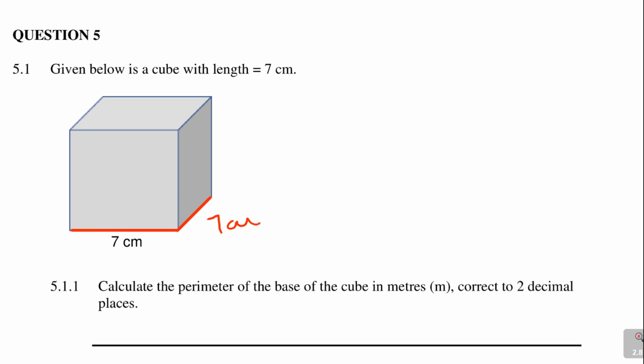7 centimeters. And the height, we expect the height also to be what? To be 7 centimeters. You see? That is the cube. Now calculate the perimeter of the base of the cube in meters, correct to 2 decimal places. Now careful now, calculate the perimeter. That's the first question. Now what is the perimeter?